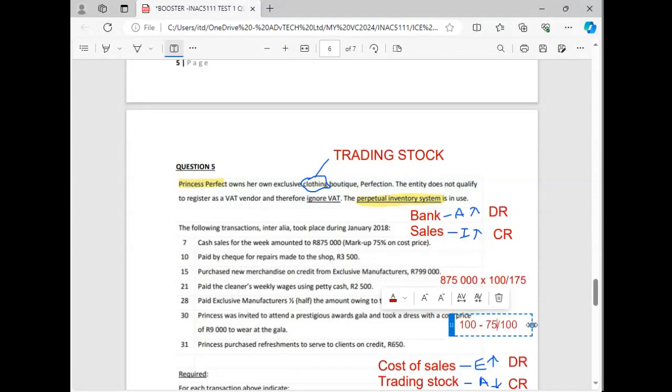It's going to be 100 minus 75. Can you see it's going to be like that? Obviously, it's going to be 25 over 100. But usually, they normally ask the one on cost. So don't be confused.